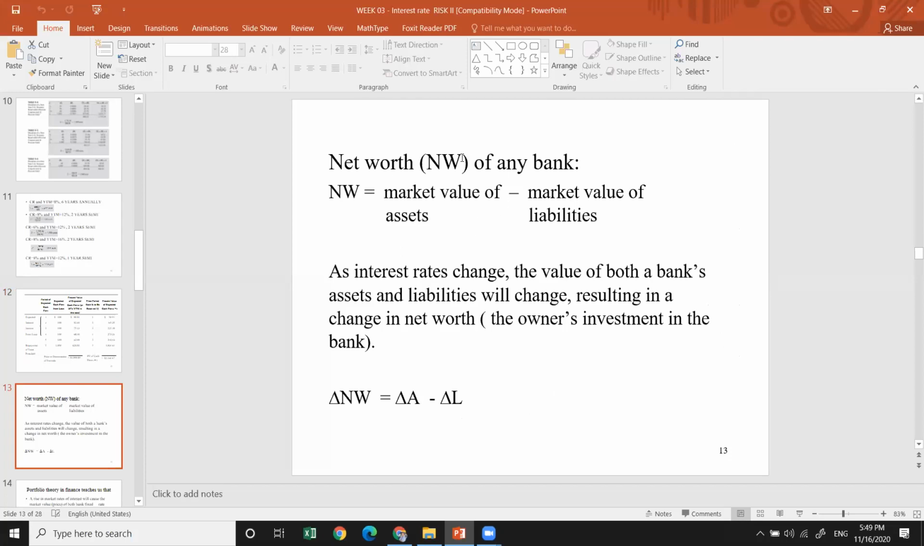Net worth of any bank. So net worth is equity value is asset minus liability. So an interest change in the value of both banks' asset and liability will change, resulting in the change in net worth. So changes in net worth is equal to change in asset minus change in liability. This is the equation that we know from the accounting.